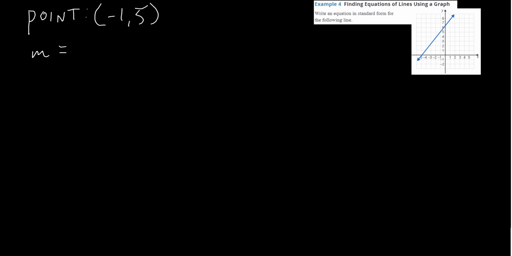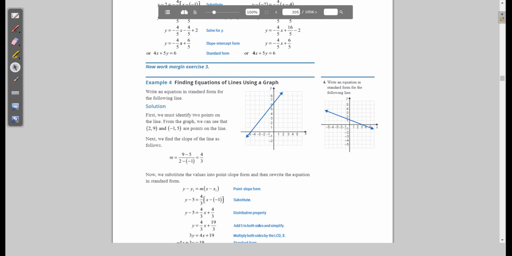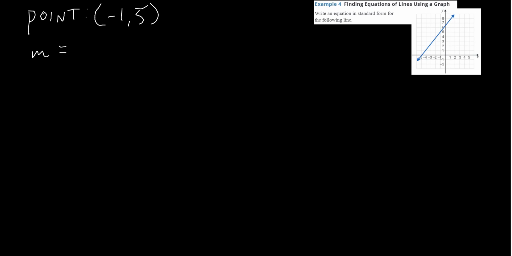Let me just see what the textbook's saying here. Oh yeah, okay. So 2, 9 and -1, 5. Okay, so it's not readily apparent that 2, 9 is there, but whatever. So the other point that is on the line that it's hard to tell is 2, 9. So I'm gonna find the slope here.